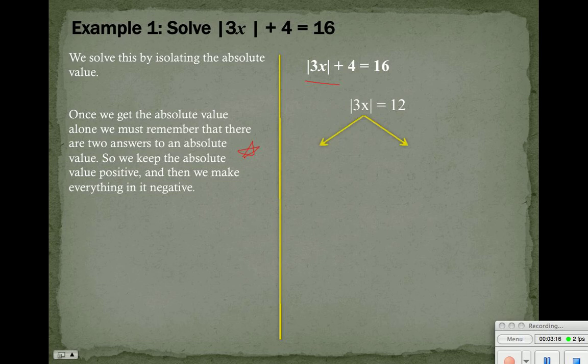In the first arrow, what I did was I took the 3x and I made it negative. And then I solved it. That's to represent it being on the negative side of 0. This arrow represents being on the positive side of 0. Notice nothing changed. So when you're doing the negative side, you run a negative through the absolute value. When you're doing the positive side, you keep everything the same. So here are my two answers.